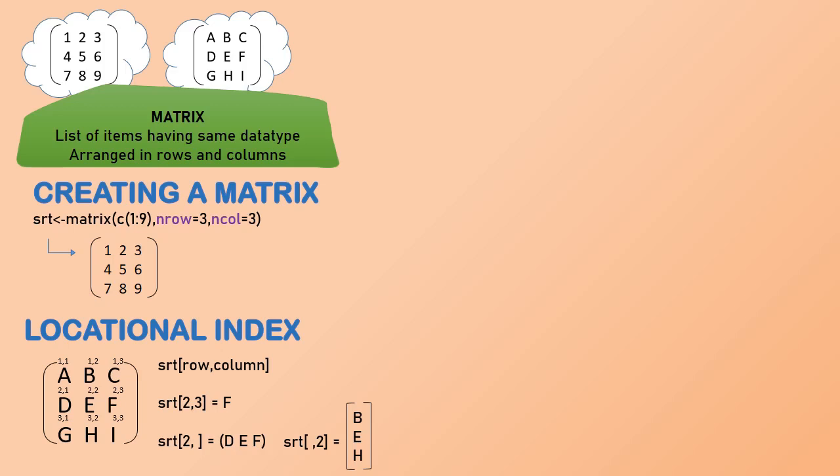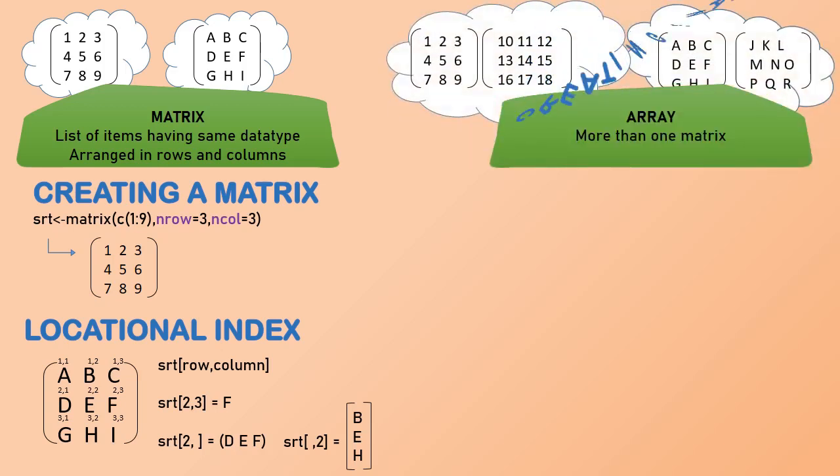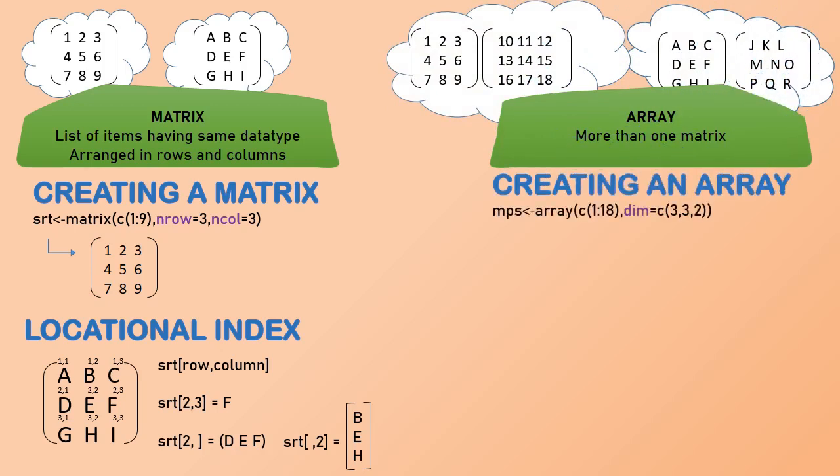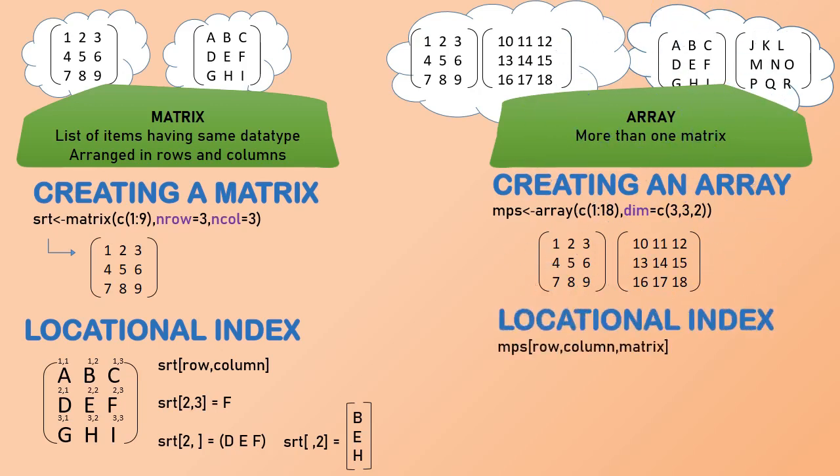A similar data structure is array, which has more than one matrix. To create an array, write array and within parentheses, mention the items. After that, write dim and mention the number of rows, columns as well as matrices. The locational index of items in array is defined by rows, columns and matrices. For example, MPS and within brackets 2, 3, 2 will give the item at row 2, column 3 and matrix 2, that is 15.